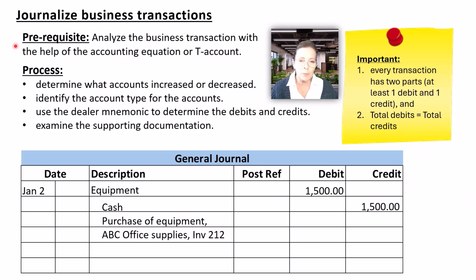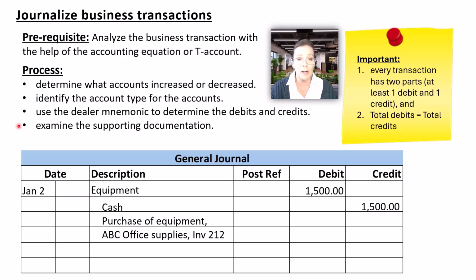You do that by using the process we learned about in prior videos, by first determining what accounts increased or decreased, then identifying the account types for the accounts, and after that using the dealer mnemonic to find the debits and credits. And you also need to check the supporting documentation. Your reputation as an accountant is on the line when you record transactions without the correct supporting documentation or backup. I can't emphasize that enough. You have to have the right documentation before any transaction is recorded.